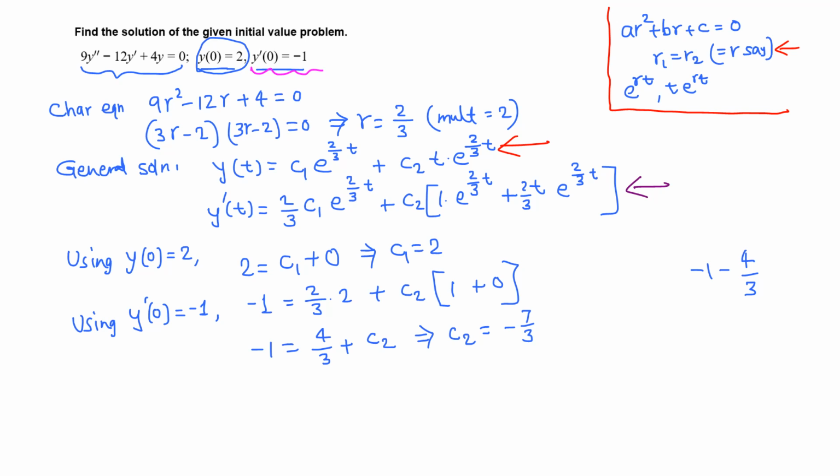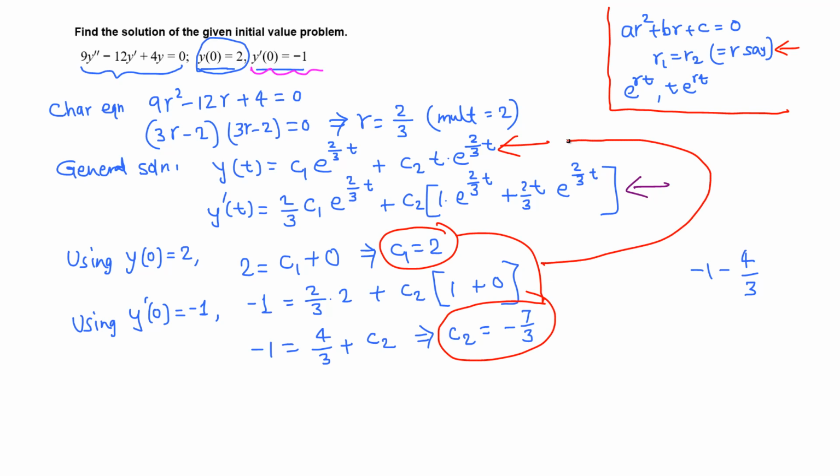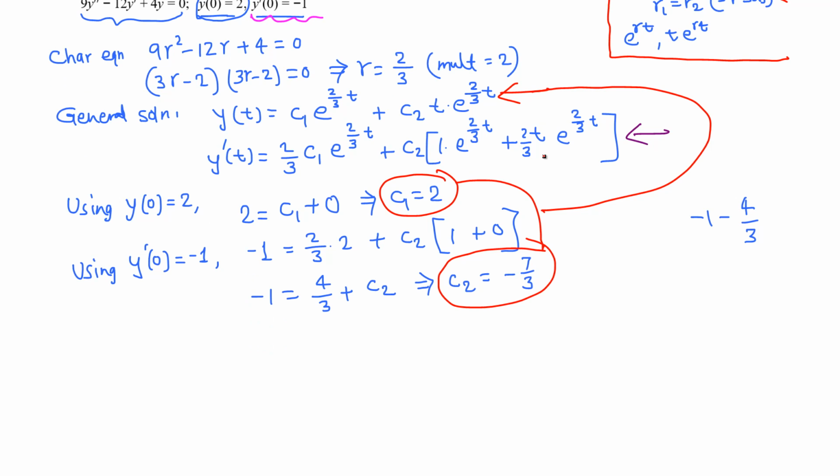Okay, now we're going to plug these values back here. C1 equals 2, C2 equals -7/3, and we get the final answer. So thus the solution y is C1, that's 2 e raised to 2/3 t, plus C2 is -7/3, so this is negative, minus 7/3 t e raised to 2/3 t. Final answer.